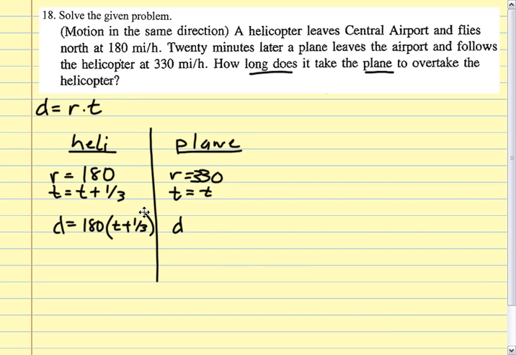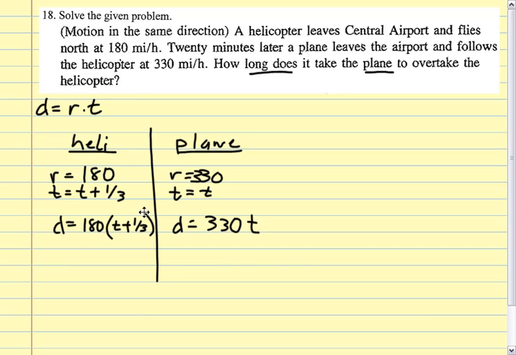So the distance for the helicopter is 180 times t plus a third. The distance for the plane is 330t. Now, here's the real question. Grace, in this problem, are we wanting to add these two distances together to find a total distance? Or are these two distances equal to each other? They're equal to each other because the plane is trying to catch the helicopter. They're traveling the same distance, right? It's just the plane leaves later.